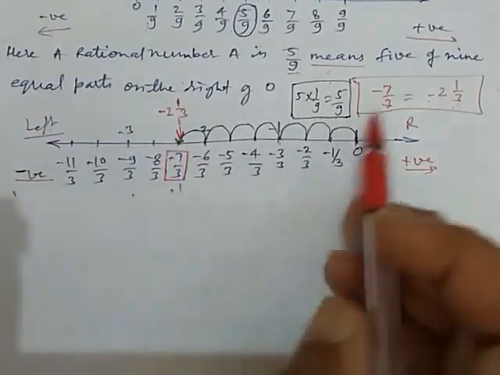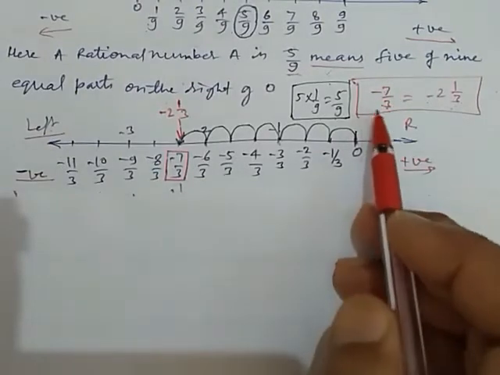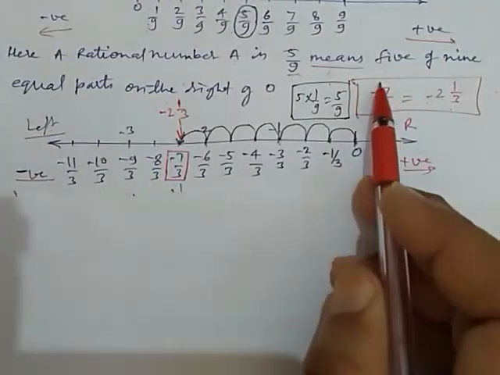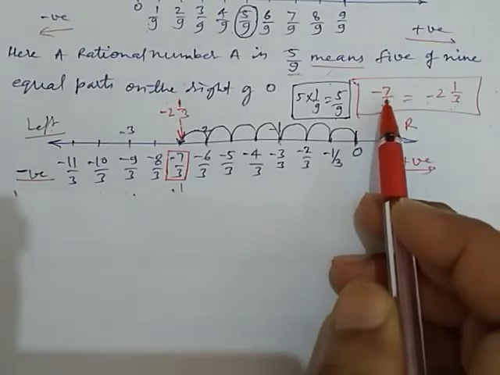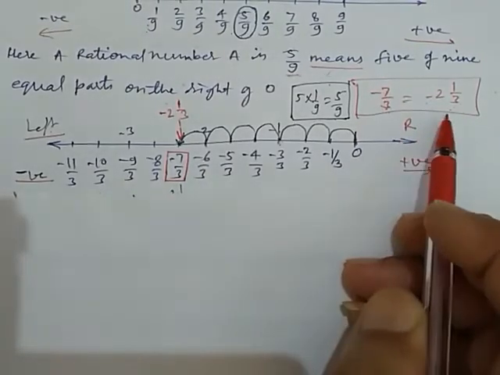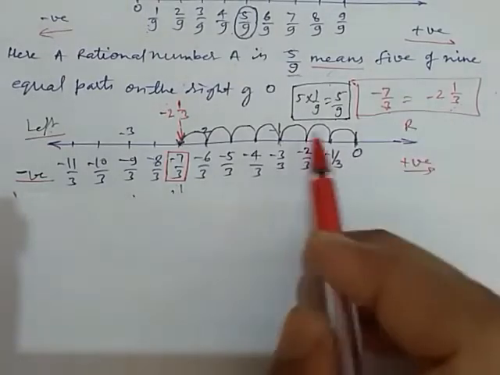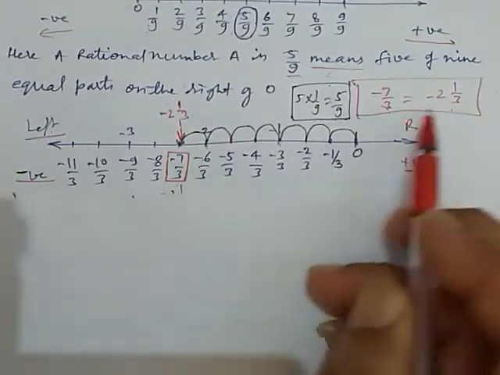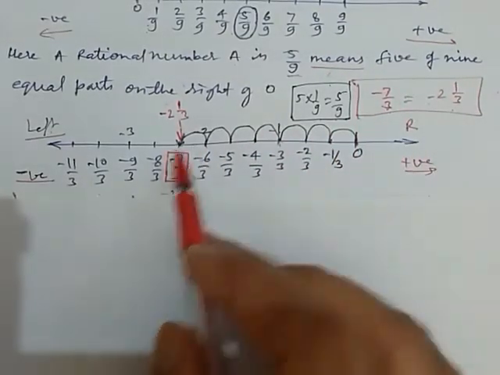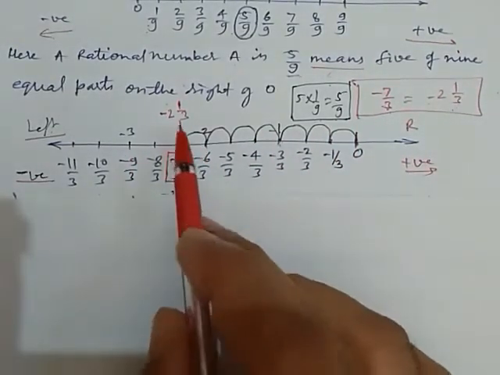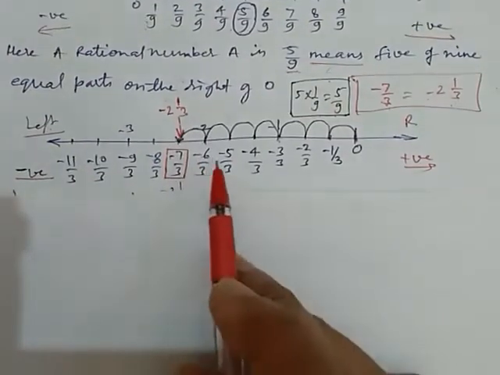Okay, so you have 2 ways. One way, we directly start counting by considering 7 parts, and the second way, first we reach 2 because 2 is here, then 1 by 3 means consider 1 part of the 3 parts. Okay, so directly we get -2 and 1 by 3.